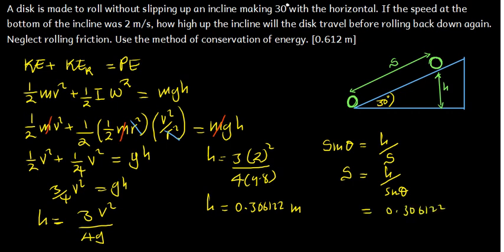0.306122 divided by sine theta, here theta is 30, and we know that sine 30 is 1 over 2, so 0.306 divided by 1 over 2. Therefore the distance is going to be 0.612 meters. That would be the value then.